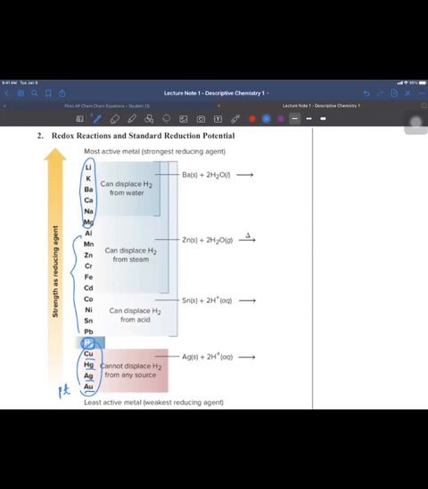So how to differentiate them? The first few, most reactive, they can displace hydrogen gas from water. So I think you can have a quick check with those reactions. Okay, I'll give you 1 minute to write down the equation.